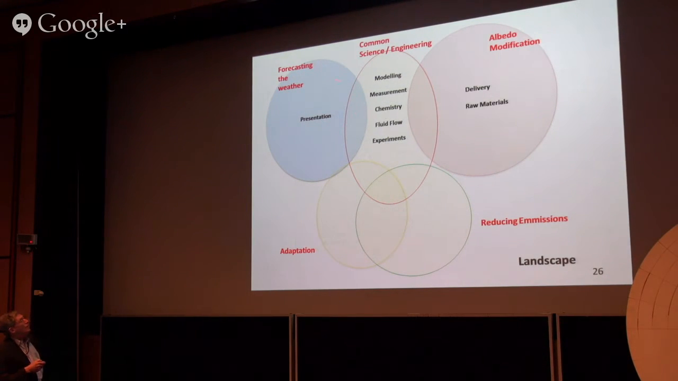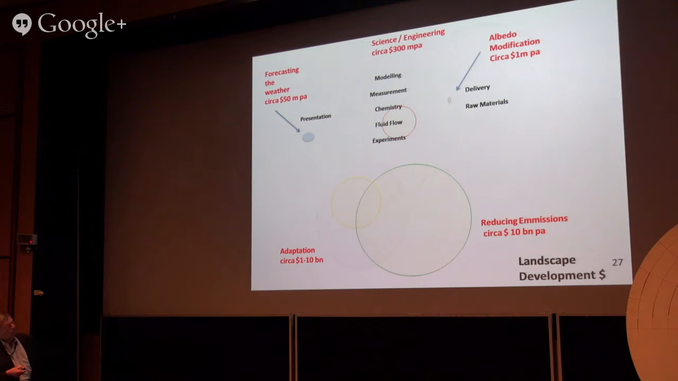So to conclude, forecasting the weather depends on these things, perhaps not so much chemistry. There's a lot of common science and engineering between forecasting the weather and albedo modification. These are the things that are a bit different. You do need to do experiments in all cases. Adaptation overlaps a bit with that, and reducing emissions overlaps a bit too. But how much are we actually spending on those things? Well, we're not spending very much in this area. These are very much ballpark figures, but that says the policymakers have got something wrong and we need to address it.